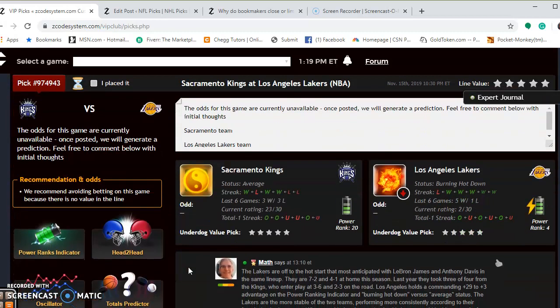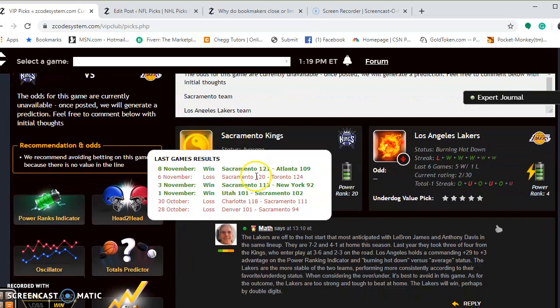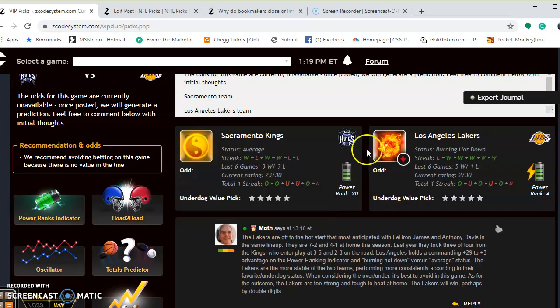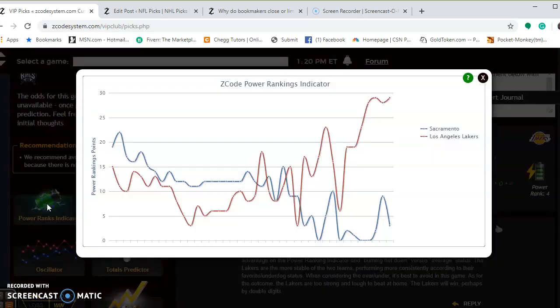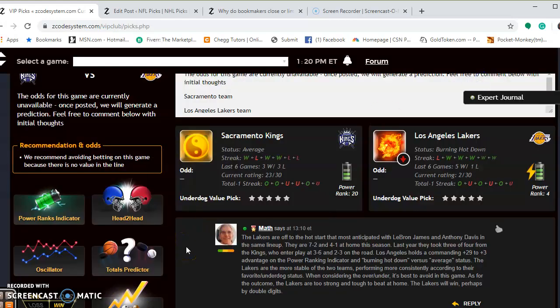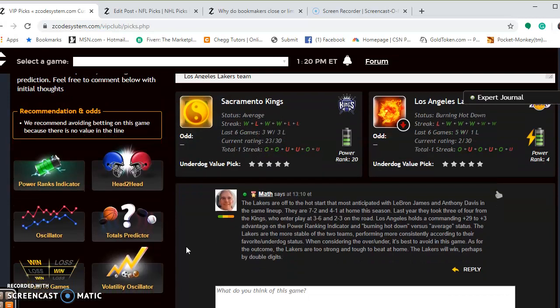The last game we want to take a look at now is the Sacramento Kings and the Los Angeles Lakers. The Kings here have average status. They have won three out of their last six. The Lakers are burning hot. You can see that they have won five out of their last six, coming off a 113-104 loss at home to Toronto. And if you look at the power ranking indicator, Los Angeles all the way up here at plus 29. Sacramento was at plus 9. They're now down to plus 3. The Lakers are 7-2 for the season and 4-1 at home. The Kings are 3-6 on the season and 2-3 on the road.